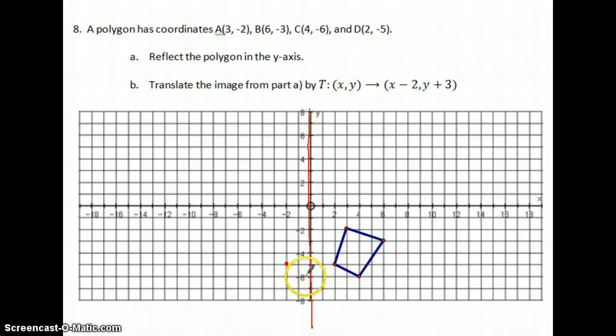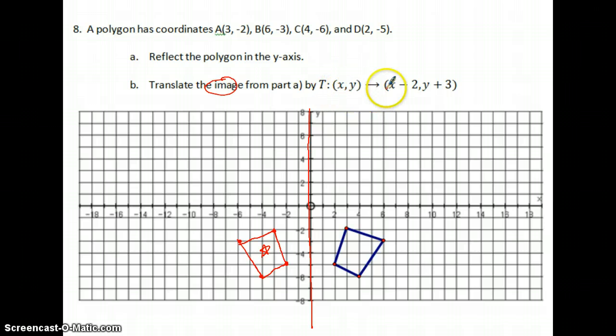Flip that into the mirror, there's 4, so I got to go 4 more. Right there. And I got to go 3, 3, here we go, and from here, 3, 3, 3, 3, right about there. So there's my little shape right here. Then it says take the image, which would be this guy, and translate it.